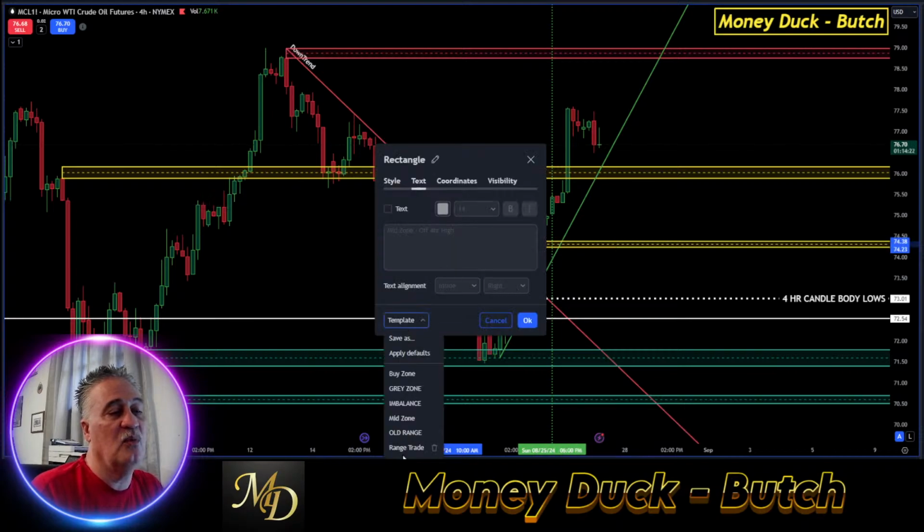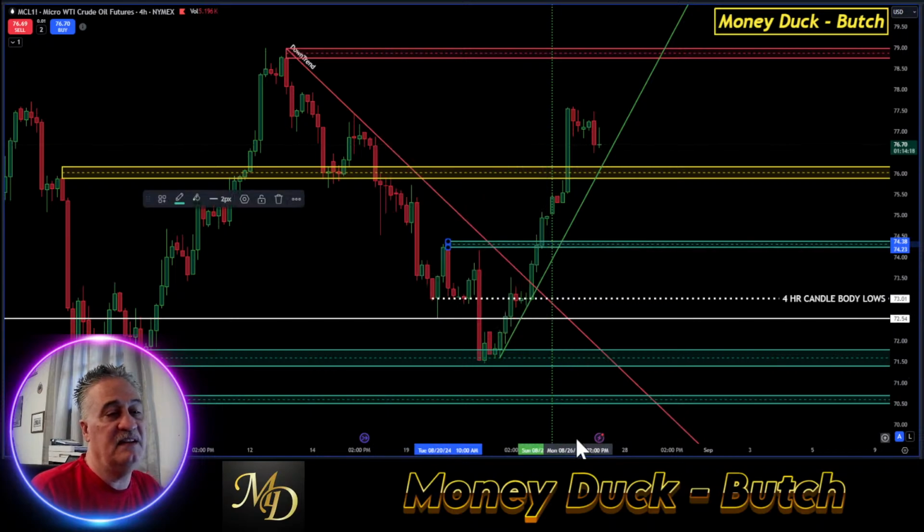Again, we're looking for one below, one above. Sometimes I leave them on. These are going to stay, and this is definitely going to stay here. This is a line off of 4-hour candle body lows right there. And those came into play Friday as it came back up. At the end of Friday, we had a nice push up, and that green vertical line is from Sunday. So Sunday, we had another push up and pushed up through our mid zone, and then it's come back to test it.